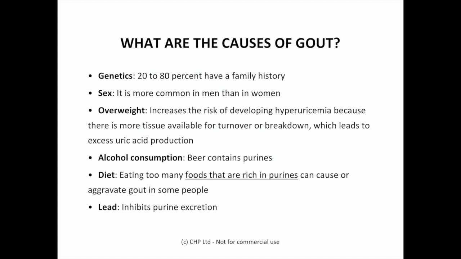Obesity also plays a part. Again, it's a sign of rich living, but also the higher the body mass, the more purine there is to metabolize, and the more likely urate is to build up in the tissues.